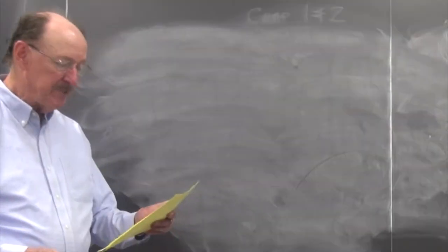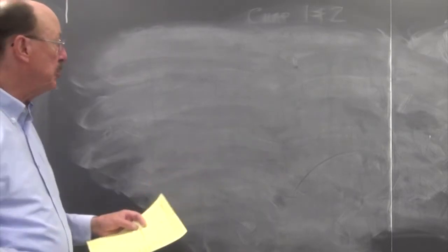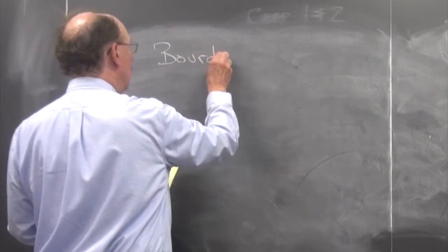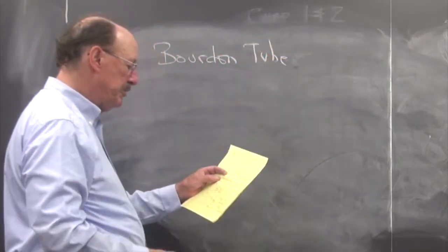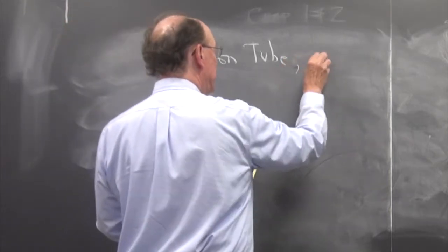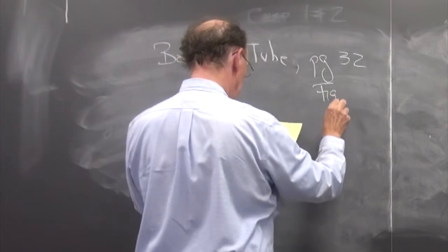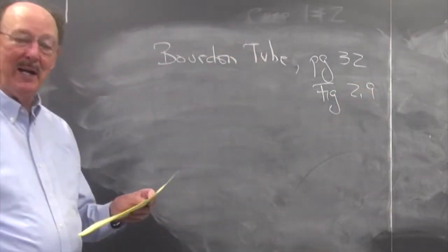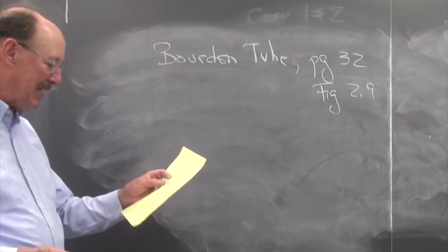We want to be able to measure pressure. And when we measure pressure, there's something called a Bourdon tube. What I encourage you to do is look at page 32, figure 2.9.